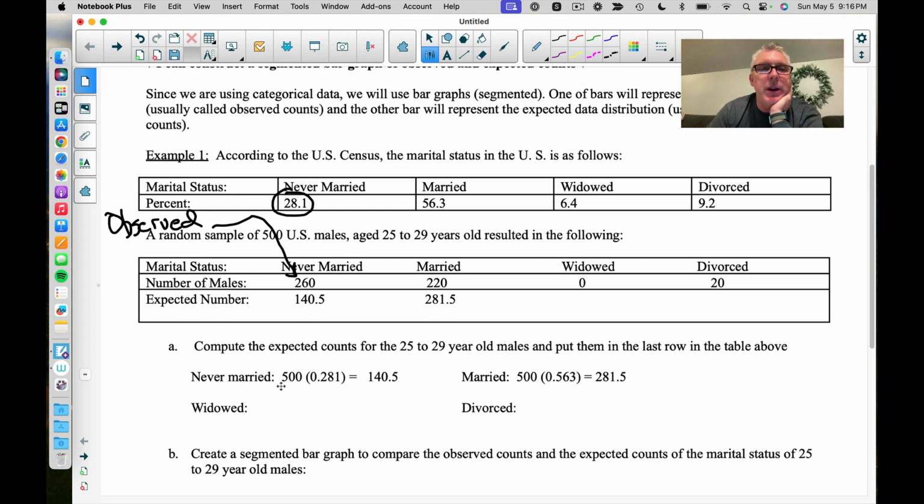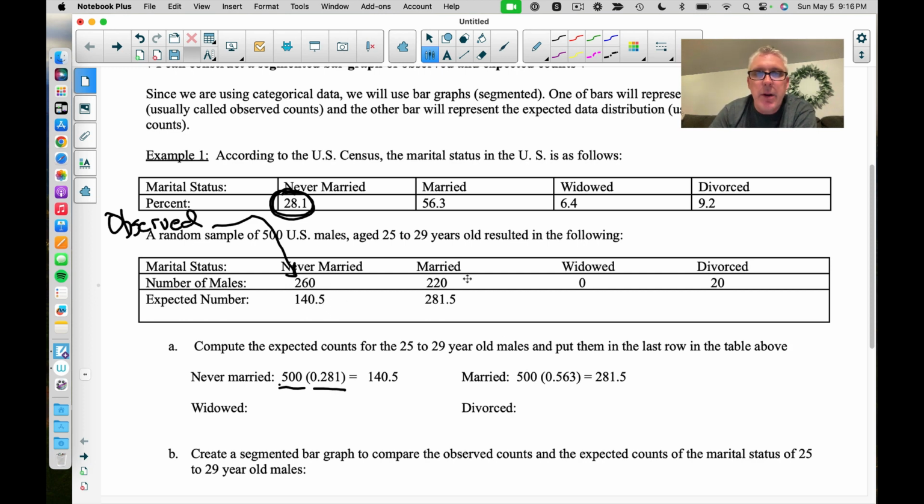So for example, if I go down here, I had 500 people in the sample, times 0.281, that's this number right here, changed to a decimal. If you multiply those, I get 140.5. Yes, it doesn't make sense to have a half a person, but we're going to go with it, and in the end, it'll all work out. Okay, so we got 260. That's how many people said they were never married in the sample, but we would have expected to get 140.5. That's quite a bit off.